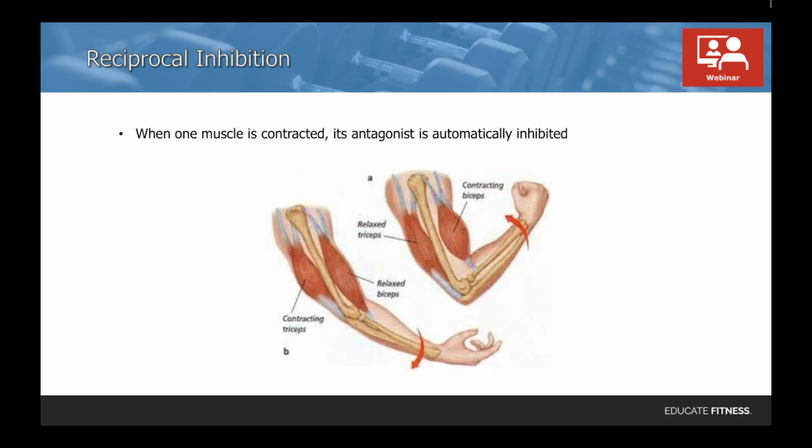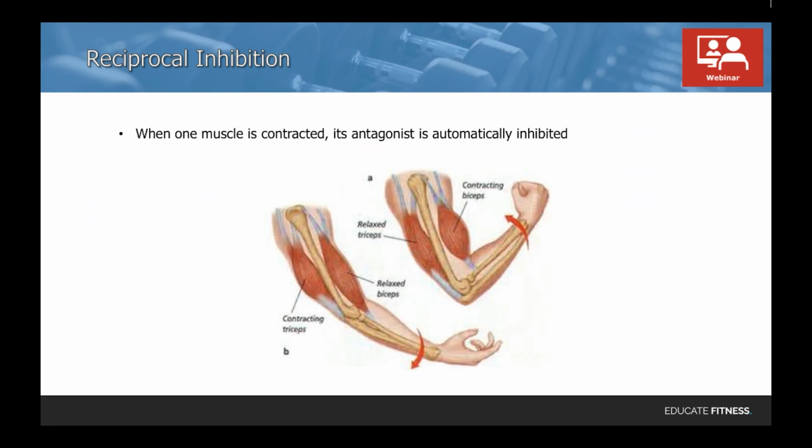There's no way to contract your biceps and your triceps at the same time because then you won't get any movement in the body. So it's really important for just general movement of the body that one muscle contracts, one muscle relaxes. So this is a good example here, when you do a bicep curl, obviously your biceps are working hard. That's the prime mover. That's the agonist muscle.